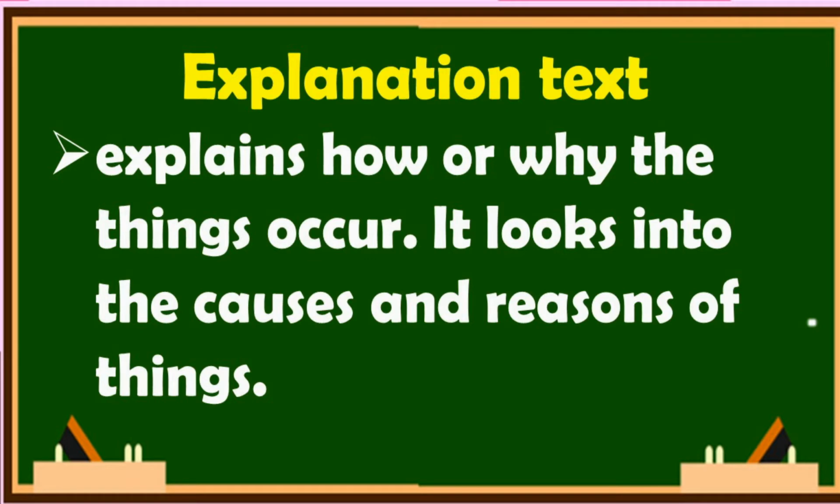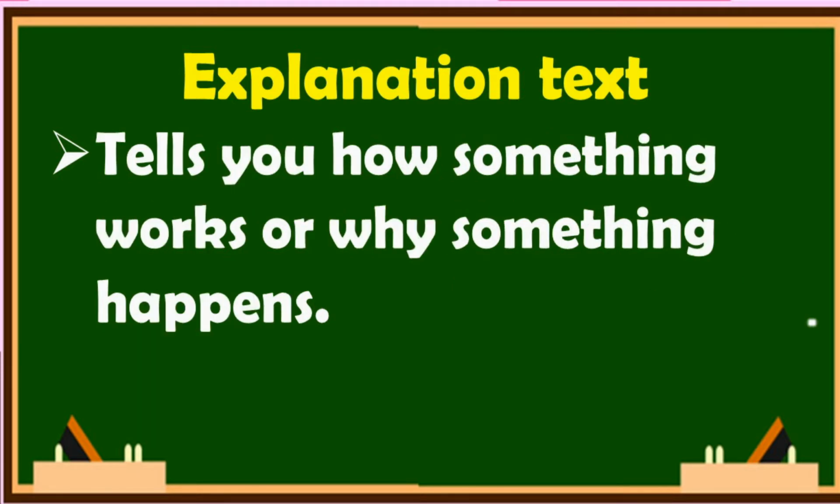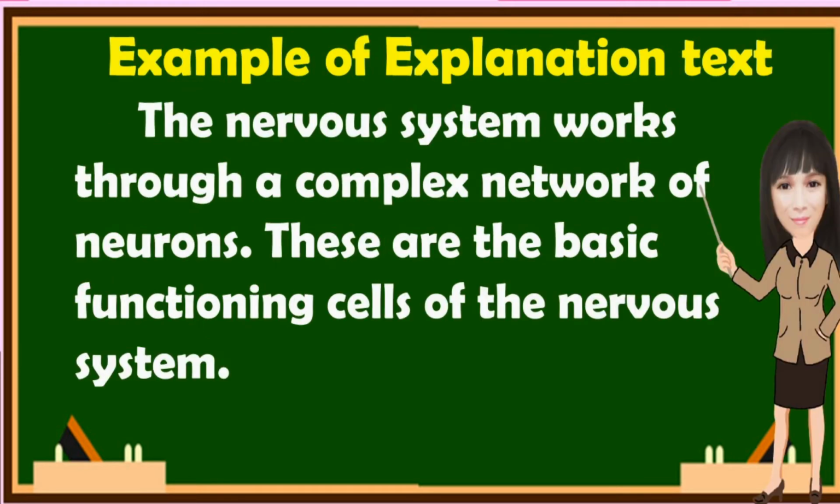Next is explanation text. It explains how or why things occur. It looks into the causes and reasons of things. It tells you how something works or why something happens. I have here an example of explanation text.